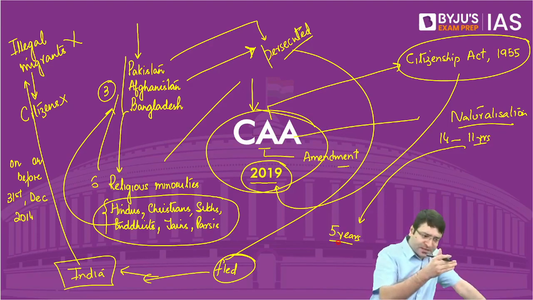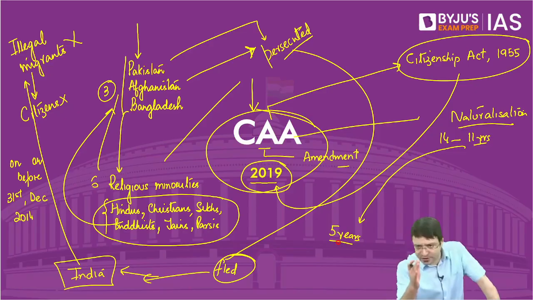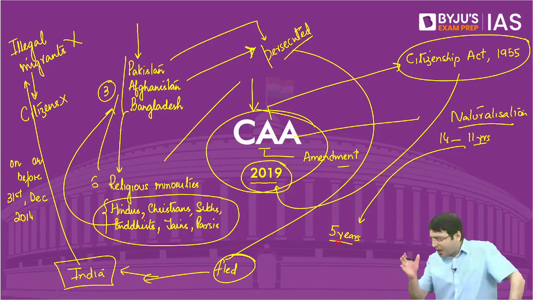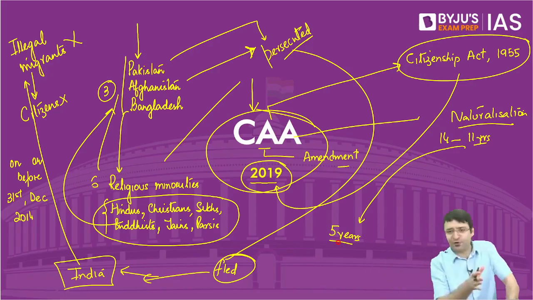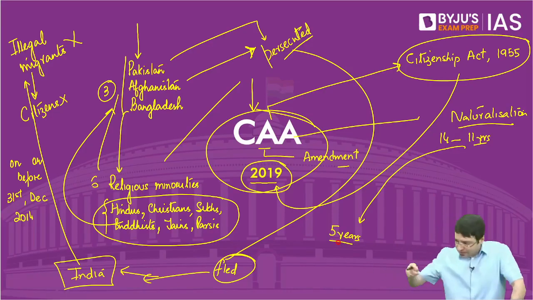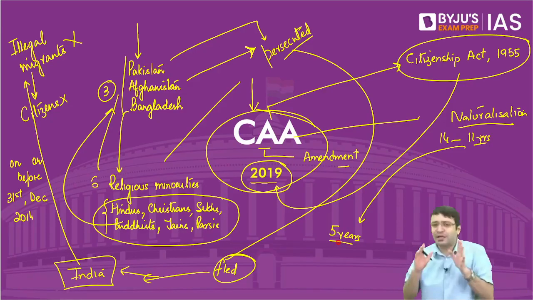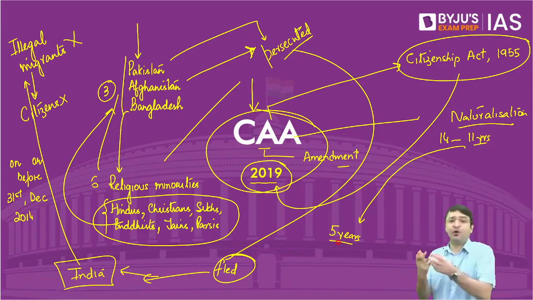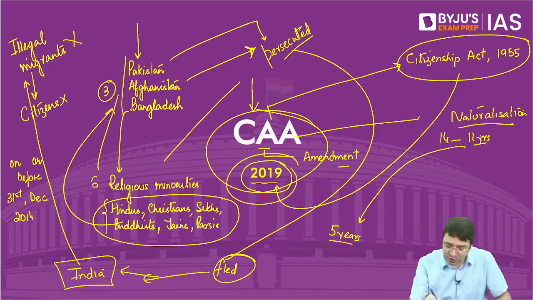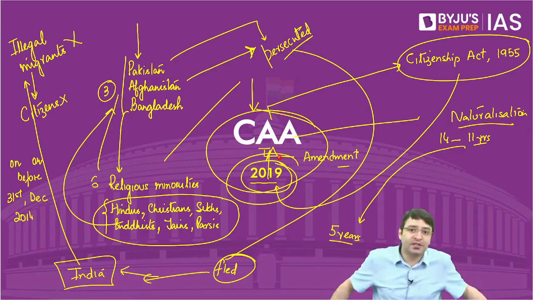In a similar fashion, if you are from Pakistan, Afghanistan, and Bangladesh, but you belong to 6 religious minorities, and if you have come to India on 31st December 2014 or before, although you are an illegal migrant, we will not treat you as an illegal migrant. So you are not deemed as an illegal migrant. When you are not deemed as an illegal migrant, you are eligible for citizenship. Because are illegal migrants eligible for citizenship?